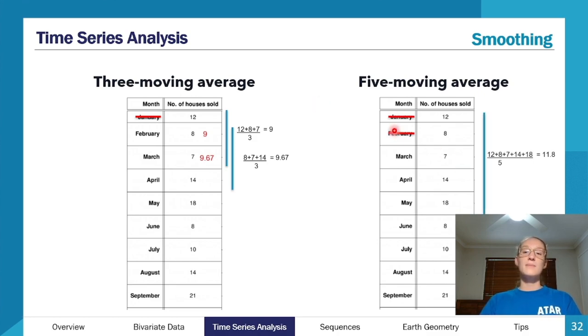The main difference being that we actually lose our first 2 data points when we do a 5 moving average. That's because, again, we don't have 2 points before January to use. We don't have 2 points before February to use. But when we're looking at March, we can take March, the 2 points before and the 2 points after, add it all together and divide by 5.